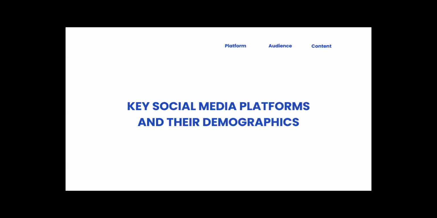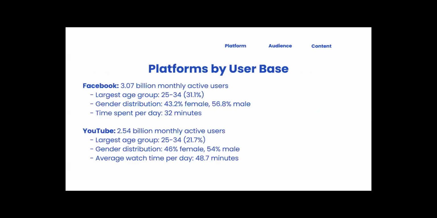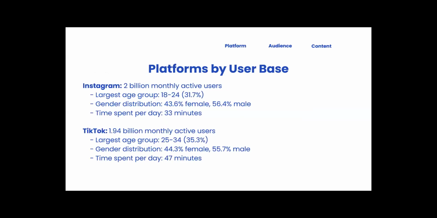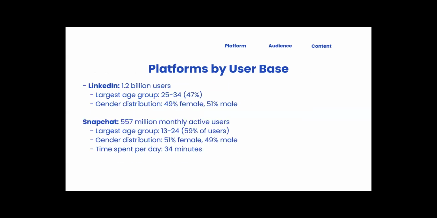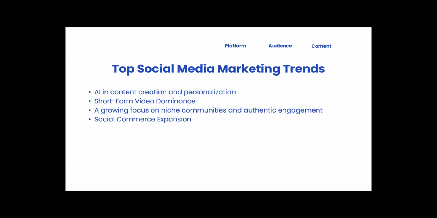And we looked at key social media platforms and the demographics. We looked at Facebook, YouTube, Instagram, TikTok, LinkedIn, Snapchat. And we also looked at top social media marketing trends, which are AI, content creation and personalization, short form video dominance. We have short videos now everywhere. A growing focus on niche communities and authentic engagement, and social commerce expansion. There is a lot of money being exchanged on social media.